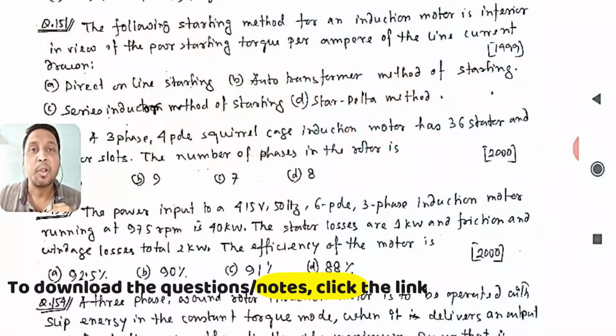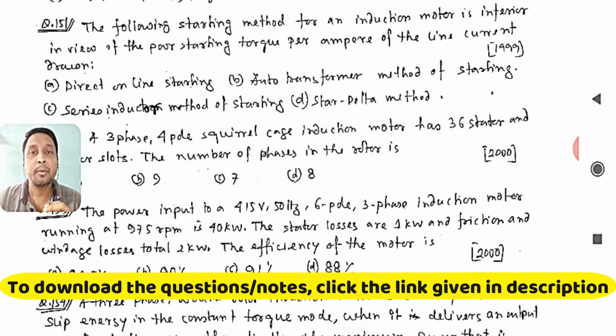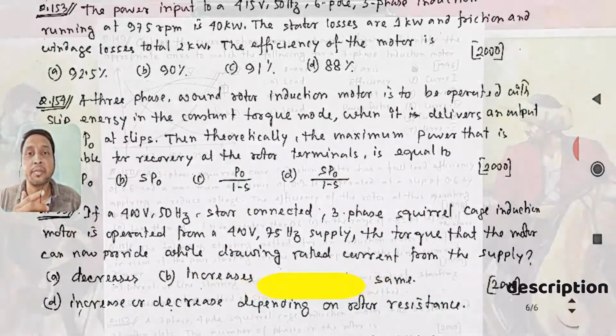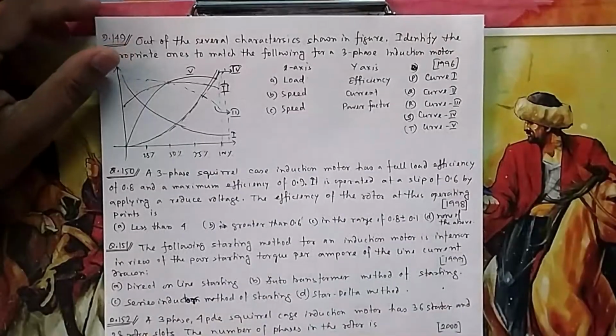Okay students, welcome you all to this new lecture in the electrical machine series. Today again we will be solving 5 questions, starting from question number 151 to question number 155. Okay, then let's try to solve these 5 questions. If you come to question number 151, what is asked?